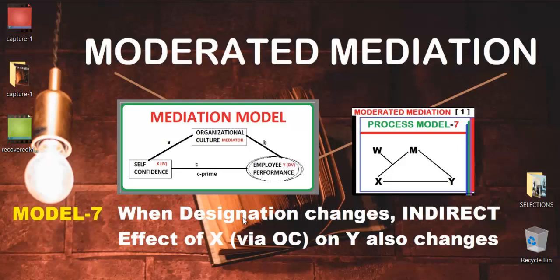So we can give the last statement that when designation changes, indirect effect of X via organizational culture on Y also changes. So that is the end of this lecture.